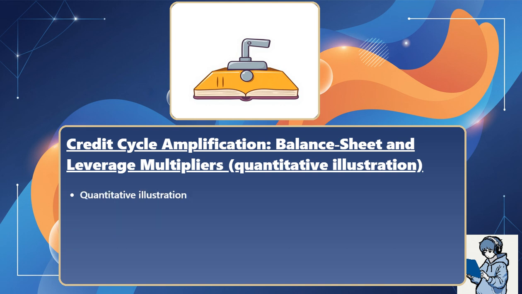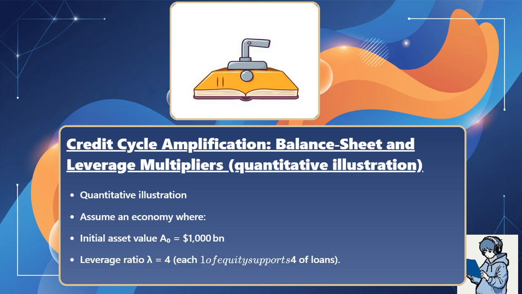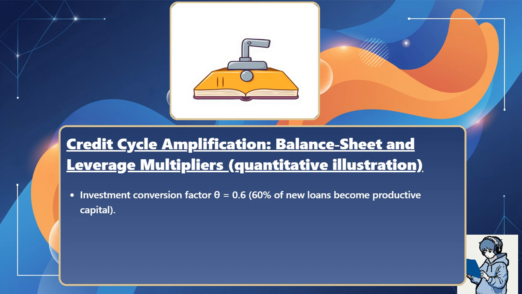Quantitative illustration. Assume an economy where initial asset value A_0 equals $1,000 billion. Leverage ratio lambda equals 4. Each $1 of equity supports $4 of loans. Investment conversion factor theta equals 0.6. 60% of new loans become productive capital.